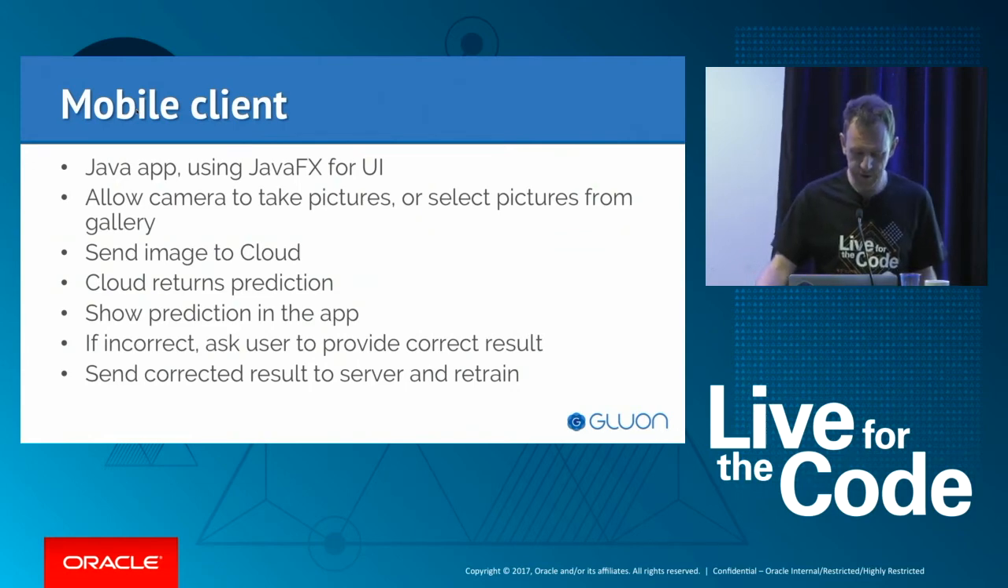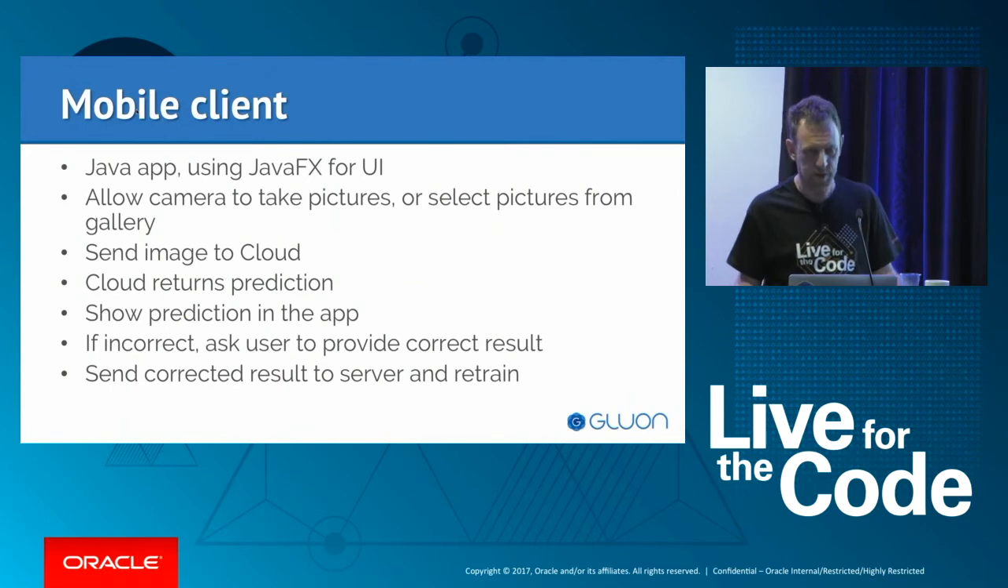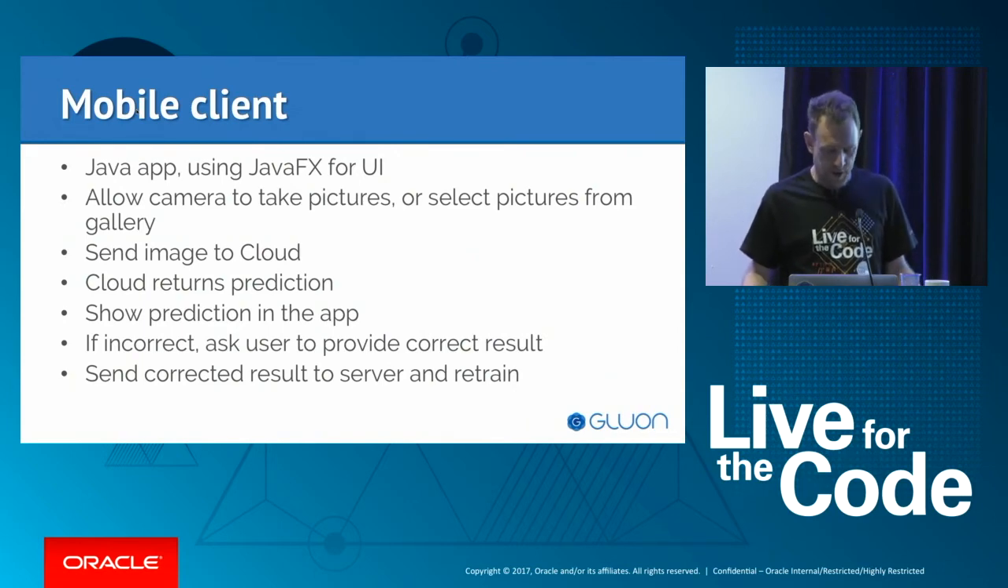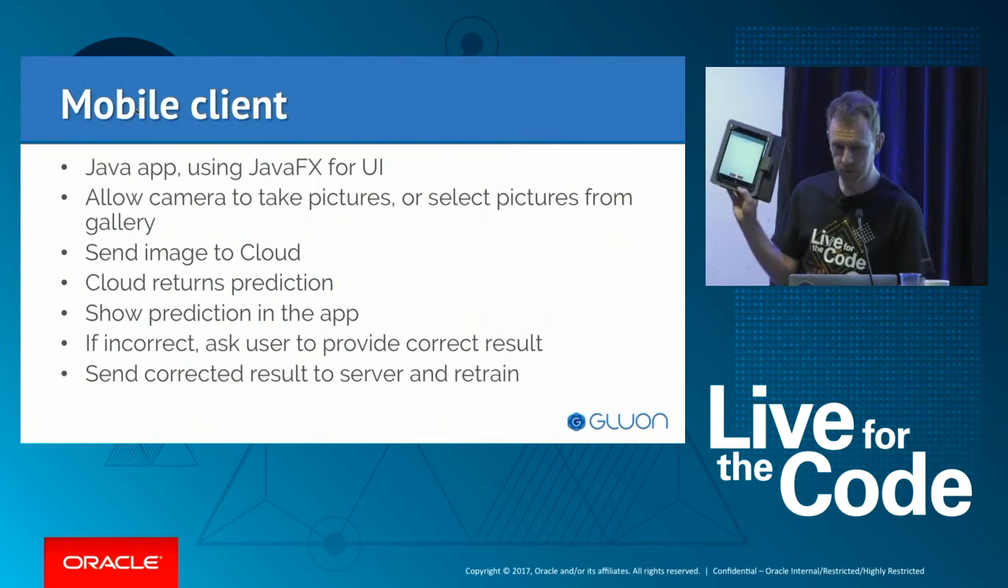So what we do on the client is we send the image to the cloud. This is important. We send the image to the cloud. I will come back to that later. The cloud will calculate a prediction and will send that back to the app. And if the result was incorrect, the app asks, is it incorrect or correct?